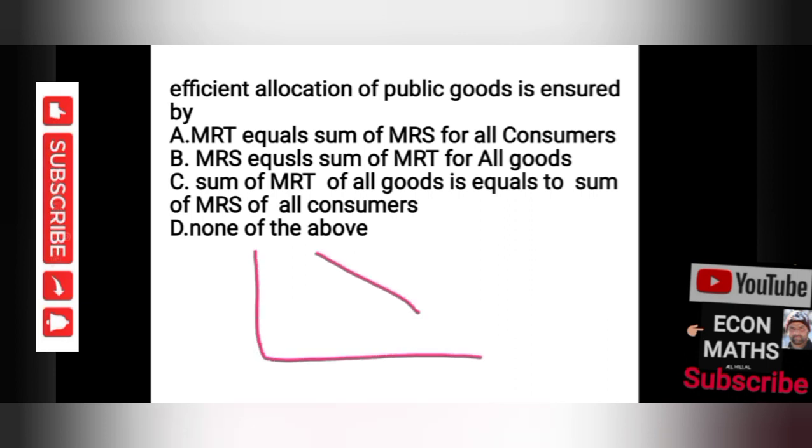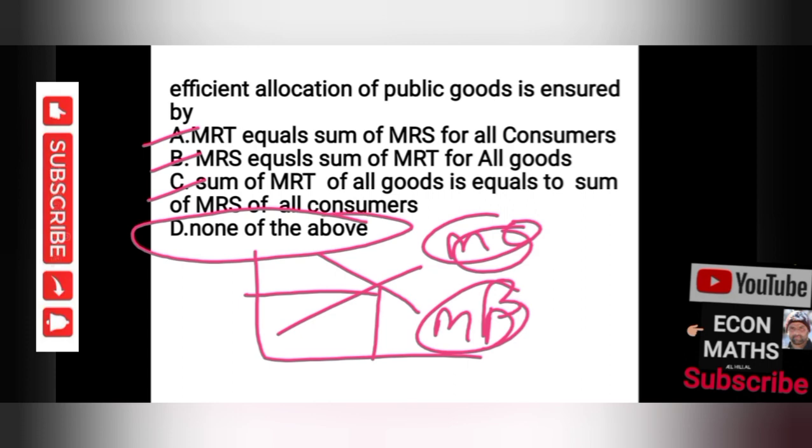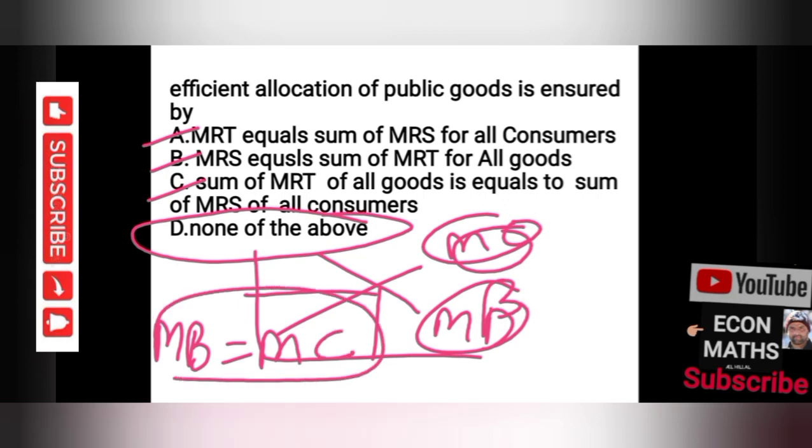Now efficient allocation in public goods means that the marginal benefit should be equal to marginal cost. Efficiency in allocation of the public goods is ensured where marginal benefit is equal to marginal cost. I don't think any option is correct here, so I will go for D option, because efficient allocation in public goods, I repeat, is ensured when marginal benefit is equal to marginal cost, and I can't see any option relatively closer to this very definition, so I will go for none of these.